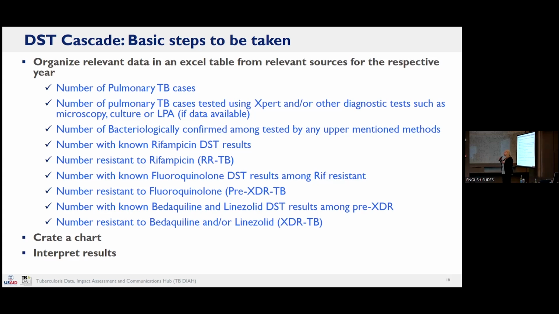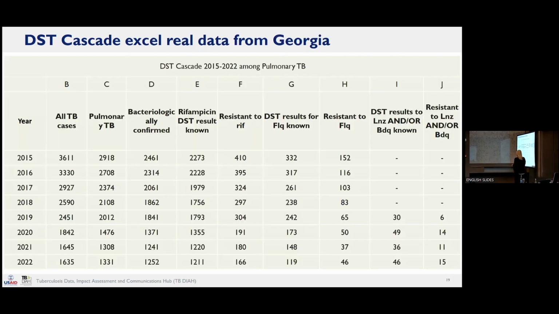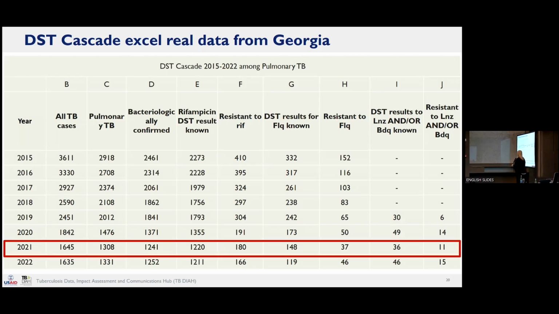Before that, we saw the cascade analysis of screening of susceptible TB, and here we need these data. You have an example of this, the cascade from Excel with real data from Georgia, and here we can choose one year and look at DST. So we will choose 2021.